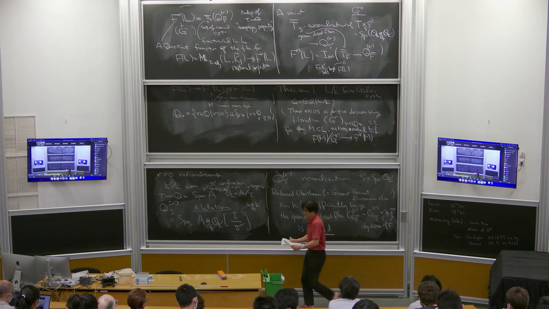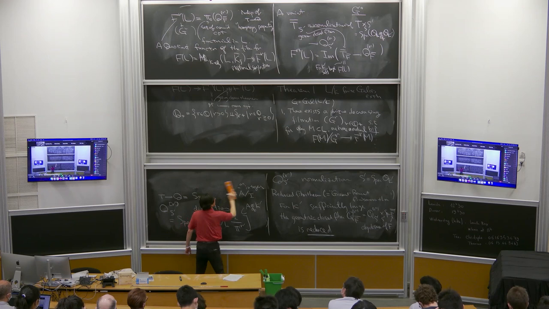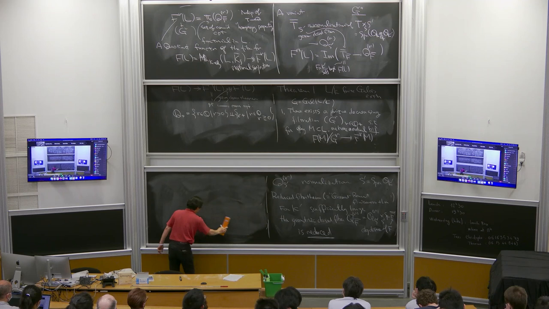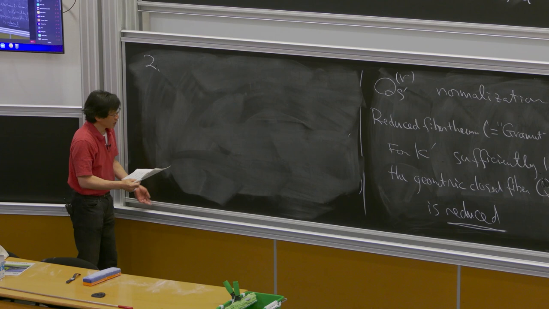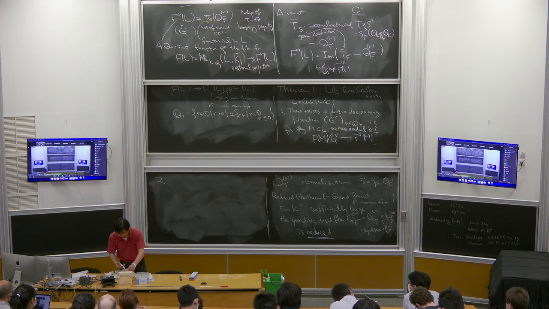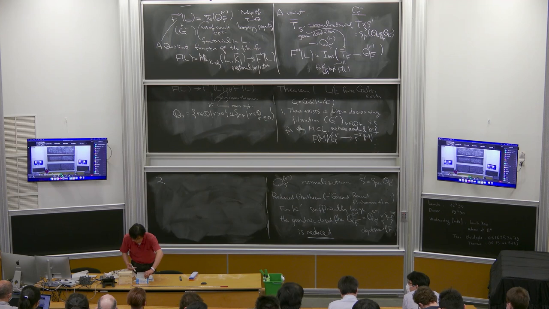So this is the first point, which says that we have a good definition of upper ramification group. The second point is obvious for lower ramification group, but this is highly non-trivial for upper ramification groups.